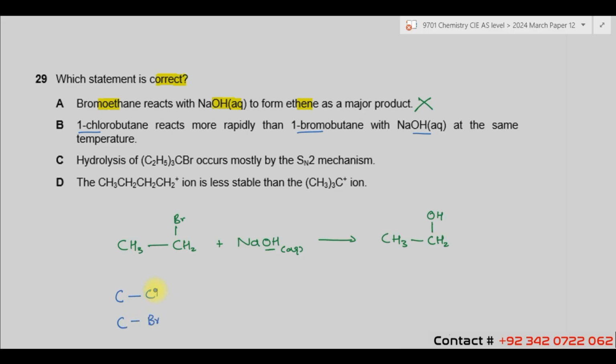Chlorine is more electronegative and smaller in size, so it has a strong bond. Bromine is larger in size and less electronegative, so it has a comparatively weaker bond. To break the carbon-chlorine bond, 346 kilojoules per mole is needed. To break the C-Br bond, 290 kilojoules per mole is needed. So less energy means faster reaction. So 1-bromobutane should react more rapidly. This is incorrect.